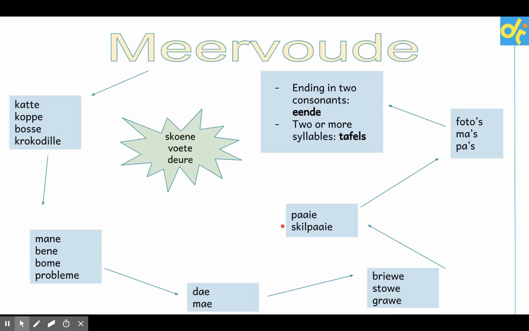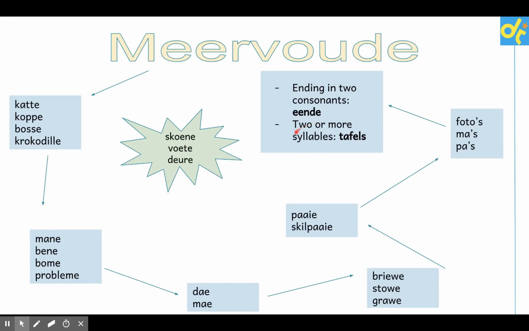Some words ending in D, especially when it's an A at the end of the word, you're going to add A-I-E. Paie, skilpaaie. Then short emphasized vowels: voor, dus, maas, in paas, apostrophe S, please. Ending in two consonants: if your word ends in two consonants, you're just going to add an E. You don't want to add another consonant.